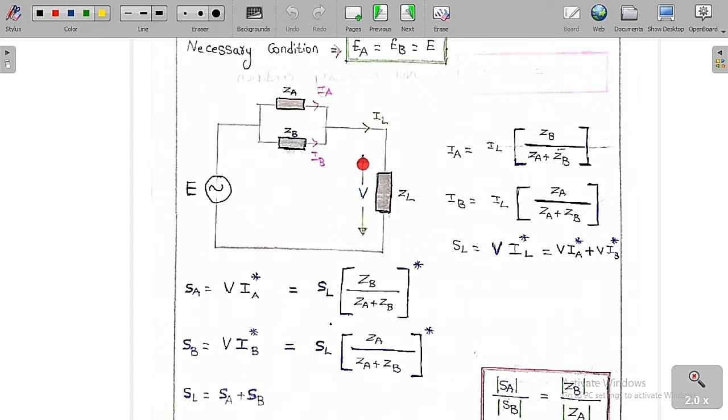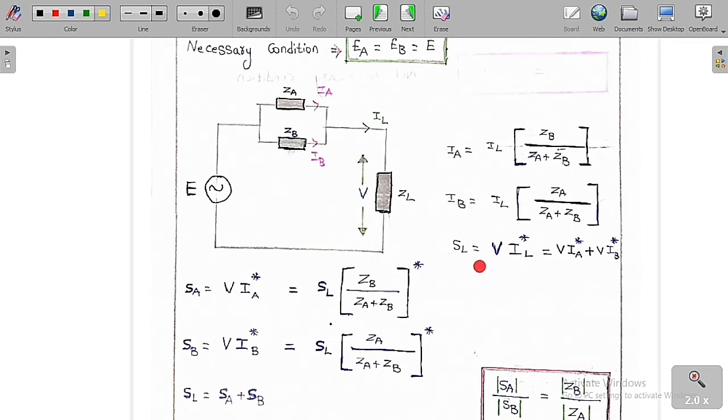Now if you apply the current division rule at this junction, you can see IA is equal to IL into ZB by ZA plus ZB, and simply IB is equal to IL into ZA by ZA plus ZB. So this is basically the current division principle.